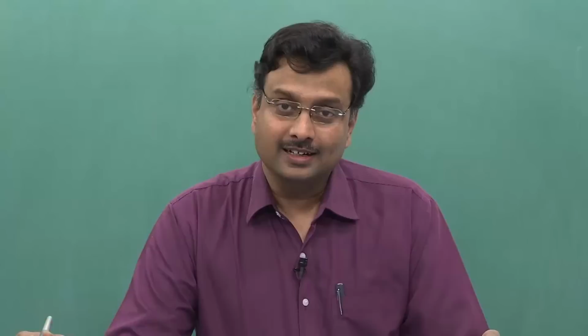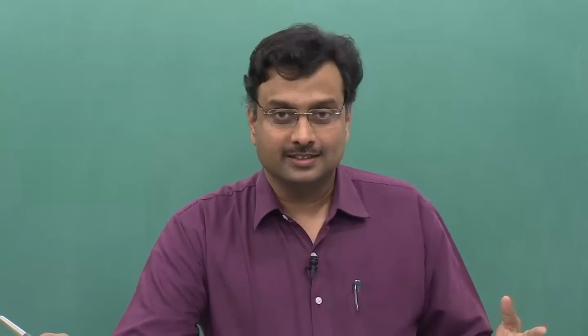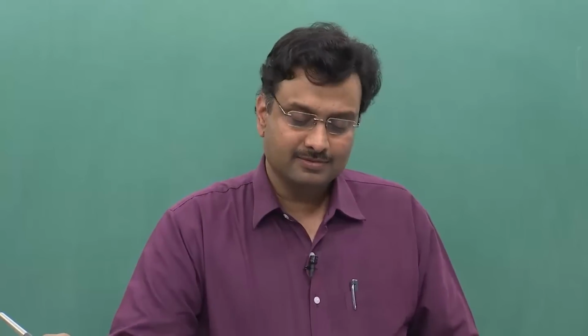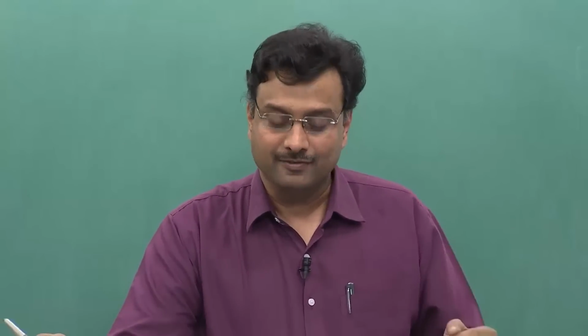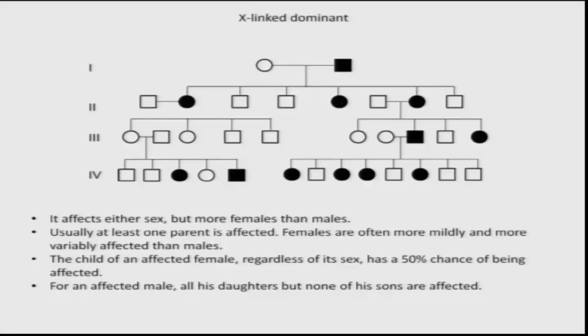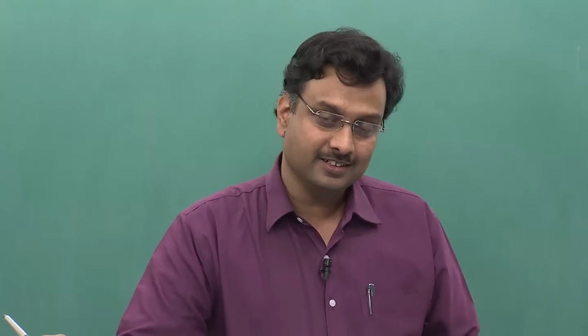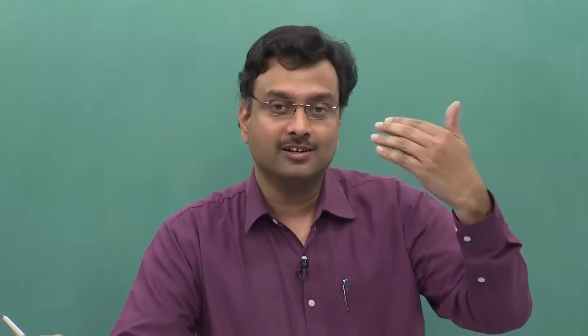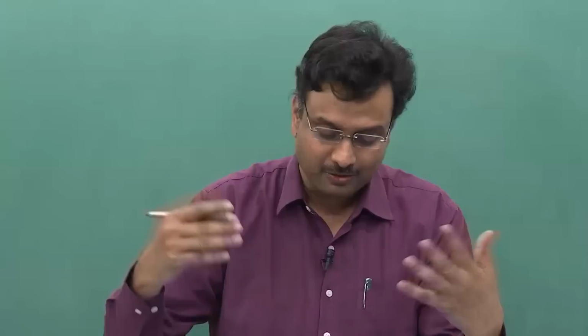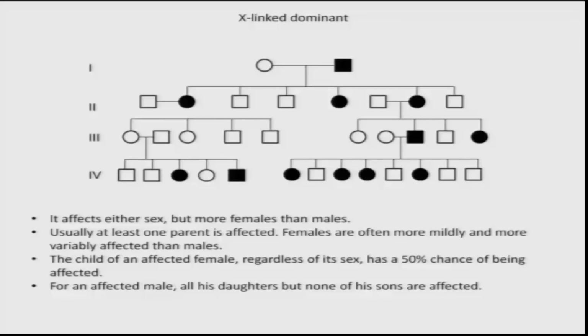Let us look into the other condition, that is X-linked dominant condition. Even if one allele is defective, you would show the phenotype in case of a female, right. So, here it affects either sex, but more females than males. Why? Obviously, if it is a female, then she is going to give this X chromosome to 2 individuals in the next generation. So, from a female it will go to more number of individuals, and more often it would be females, right.